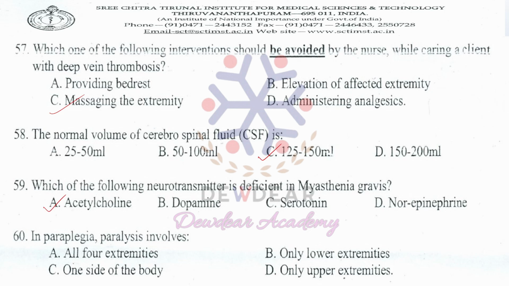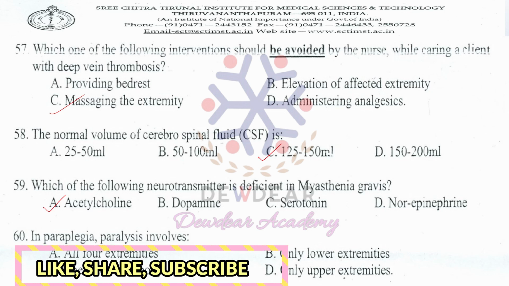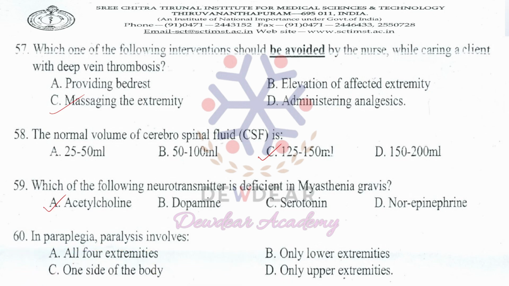Then question number 60. In paraplegia, paralysis involves. Options are all four extremities, only lower extremities, one side of the body, only upper extremities. So the correct answer is option B, that is only lower extremities. Paraplegia means paralysis affecting only the lower extremities.